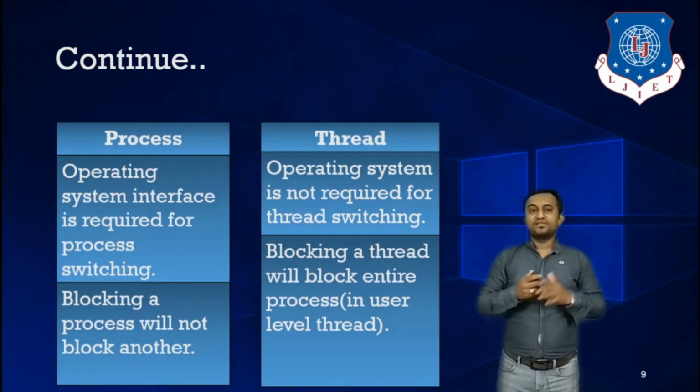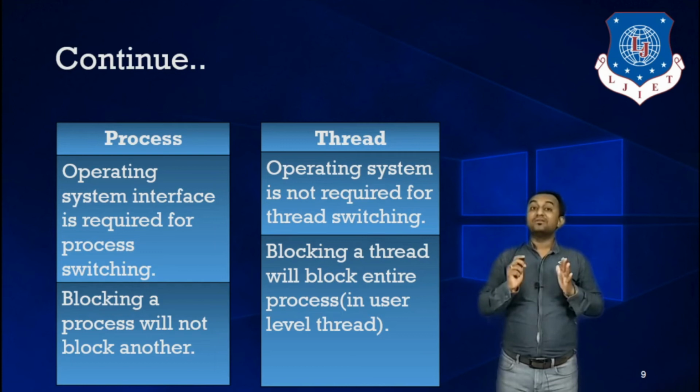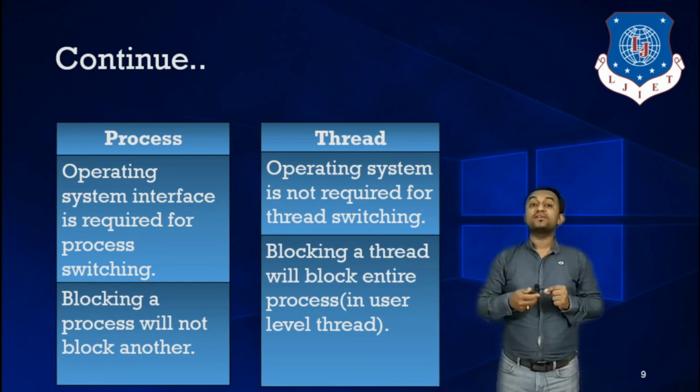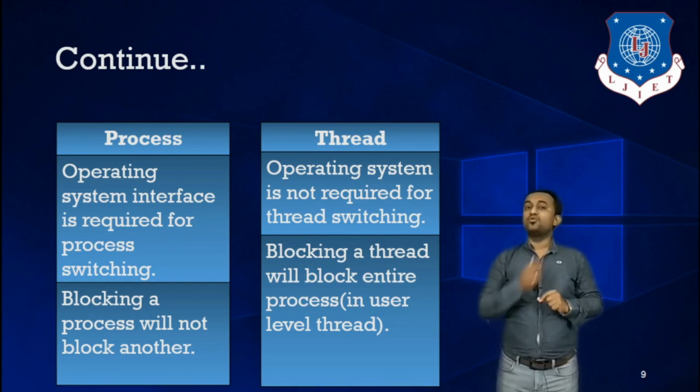Now another difference is that operating system interface is required for process switching. The interface is required because, as we discussed in the previous session, process has its own address space. So if you want to switch from one process to another process, the operating system interface is required. But in the case of thread, that interface is not required because different threads of a particular process share the same address space of that process. So thread switching is faster as compared to process switching, and it doesn't require the operating system interface. That's why thread is more efficient and faster as compared to process switching.